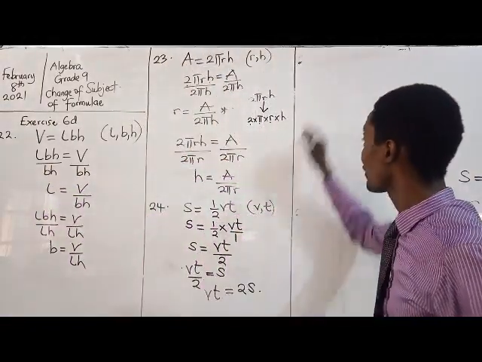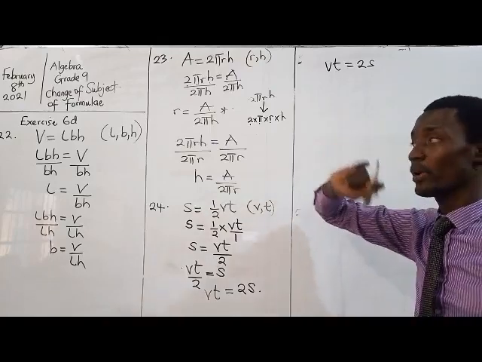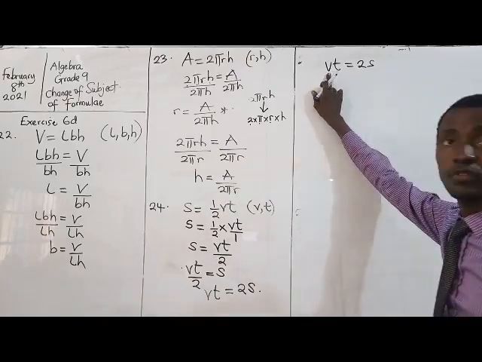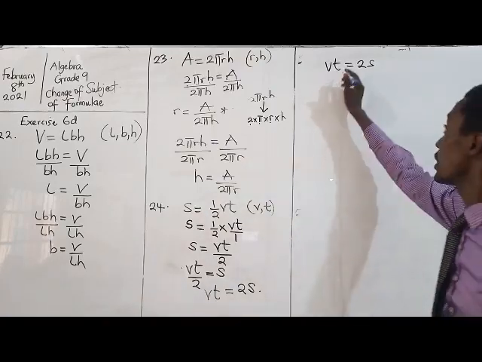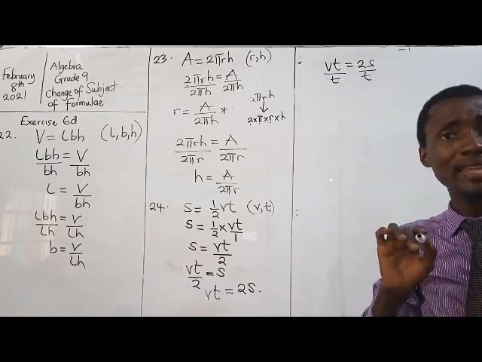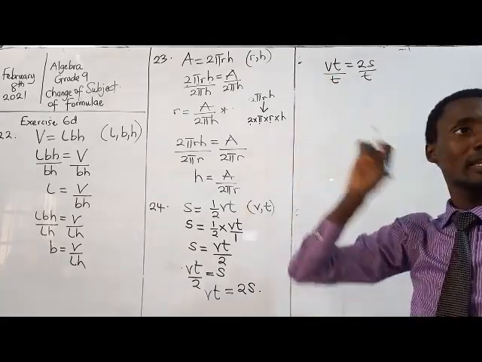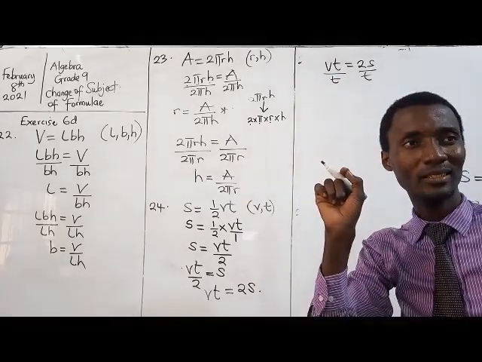So at this point, we're going to have that what? Vt is equal to 2S. Now, if we make V the subject of the formula, emphasis on V, I will have to divide by T. Why am I dividing by T? Because if I make V the emphasis, T becomes my coefficient.